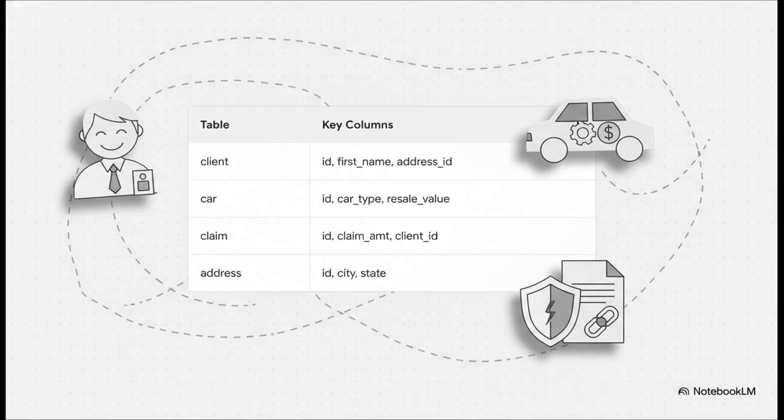Okay, let's make this real. Here we've got 4 totally separate tables. One for client info, one for car details, another for claim records, and a last one for addresses. Now, each one of these tells a little piece of the story, but since they're not connected, we can't see the whole picture. They're related, sure, but right now, they're just islands of information.